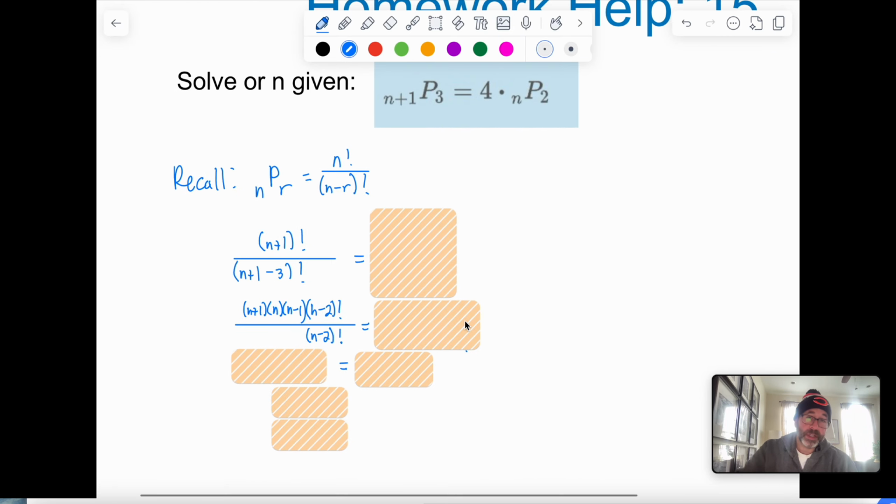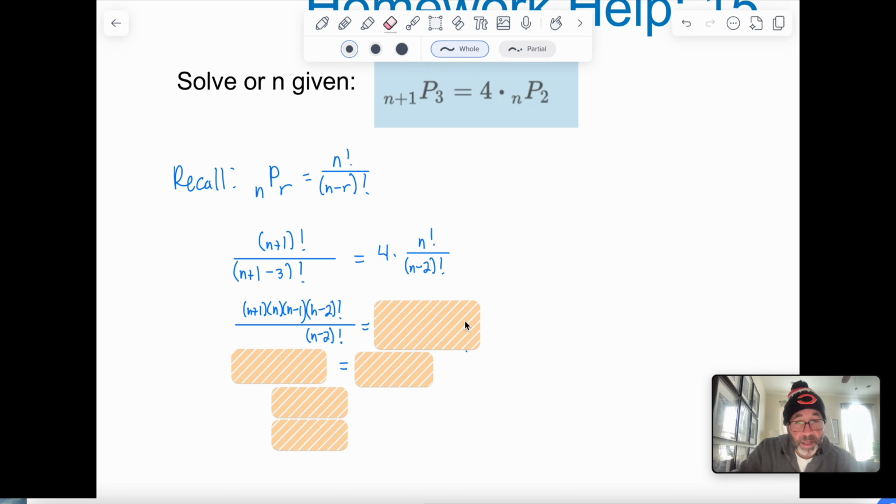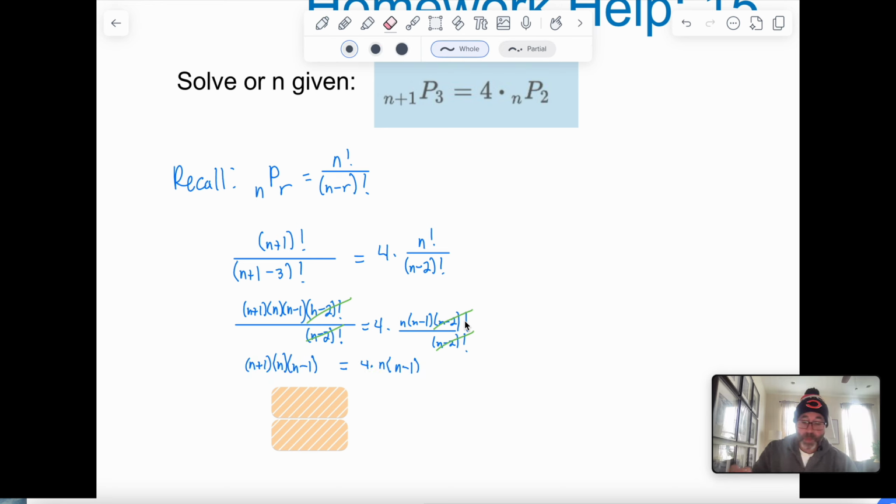If we do the same thing to the right side, what we're going to have is a 4 that gets carried through. But we're going to have this is my n and this is my r. So we'll set this up in our formula. We end up with n factorial divided by n minus 2 factorial. We go ahead and reduce the top so it meets up with the bottom. And then what you're going to see here is that things are going to simplify. These n minus 2's are going to cancel. That's going to leave me with n plus 1 times n minus 1, and then 4 times n minus 1.